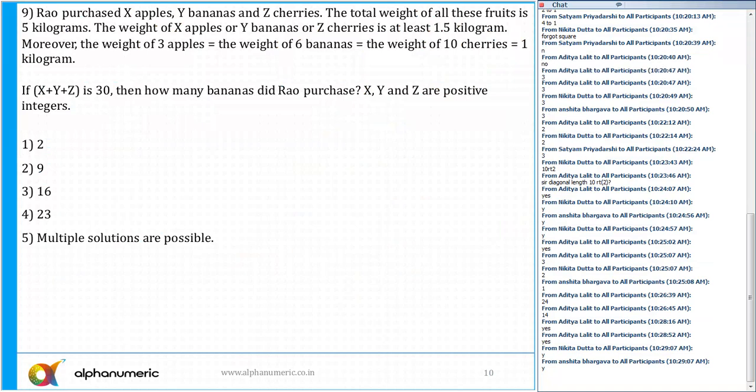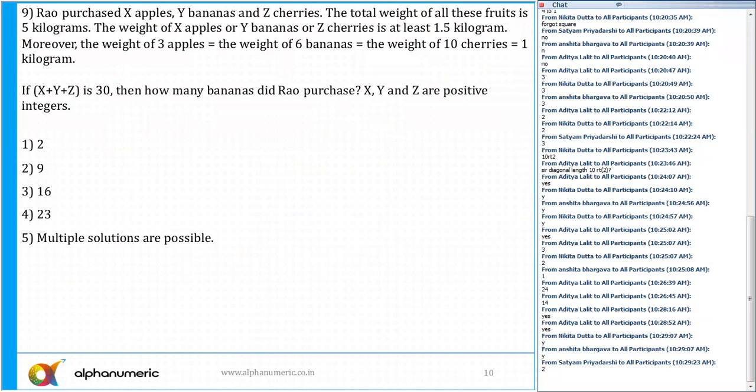Let's see here. Rao purchased X apples, Y bananas, and Z cherries. So there are three things. He purchased apples, bananas and cherries. The total weight of all these fruits is 5 kg.